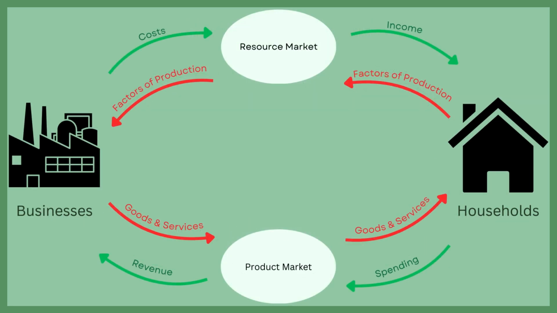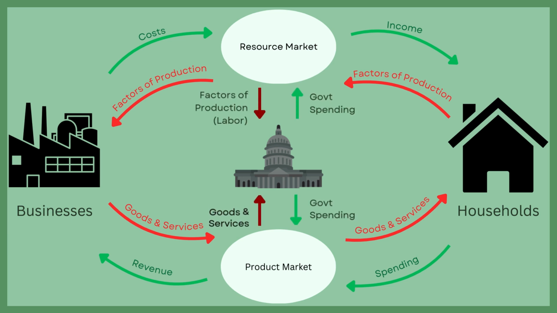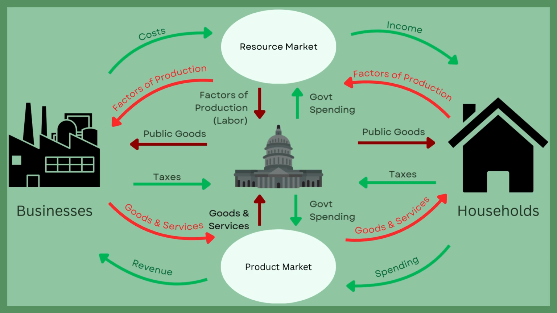In some economies, the government is another economic actor. The government buys labor in the resource market and buys products in the product market. The government also provides public goods to both households and businesses in exchange for tax revenue.